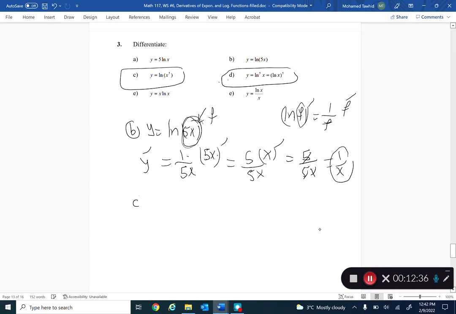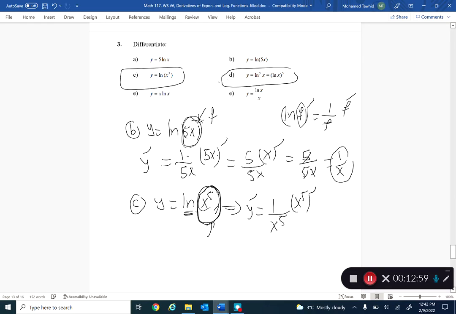So now I want to distinguish between c and d. If you look at c, you have y equals ln of x to the power 5. So it's one log here, just one log, of x to the power 5. So what is inside? What are the rules? What is your f? Whatever is inside here, that is my f. So y prime will be 1 over f, which is x to the power 5, multiplied by x to the power 5 prime. So that is f prime.